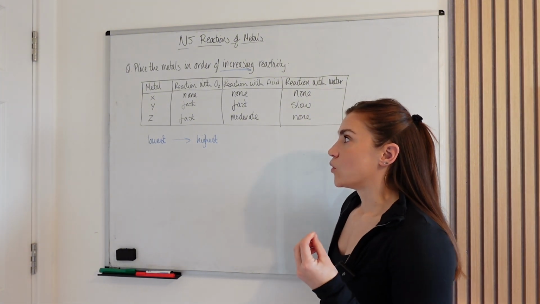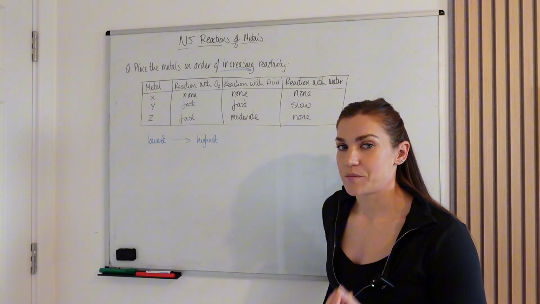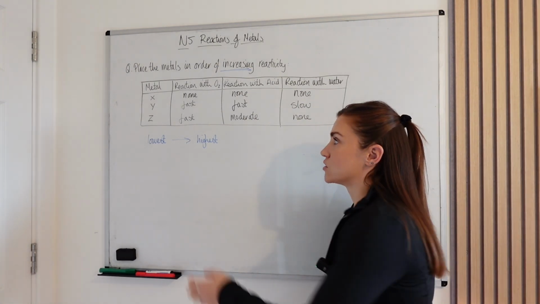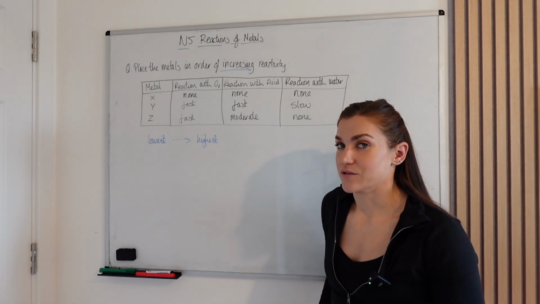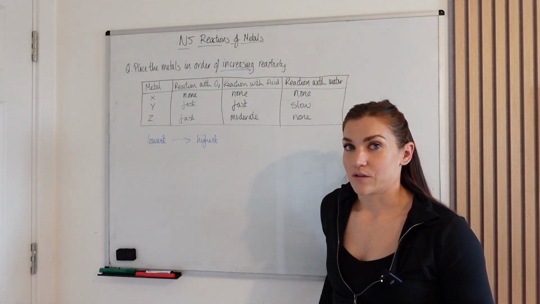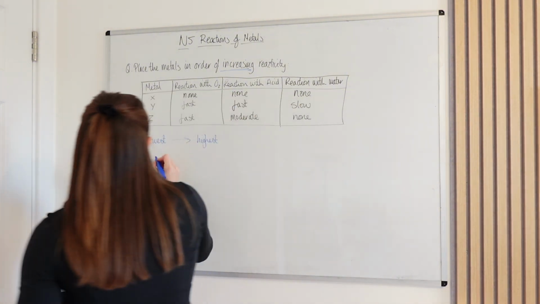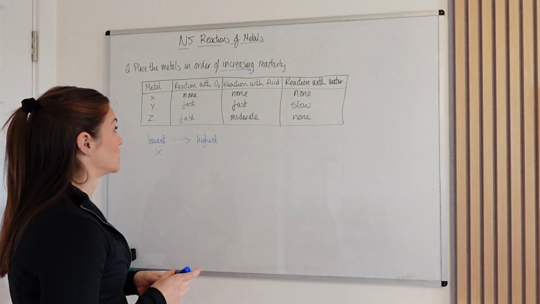So the first place to look usually is whether it reacts with oxygen or not, because if a metal's not reacting with oxygen, it means it's really not very reactive. So we can see that metal X does not react with oxygen, which means it must be very unreactive. Something like gold or silver that we would use for jewellery is not going to get reacted when exposed to oxygen. So we would then place X as our lowest in reactivity because it's not even reacting with oxygen.